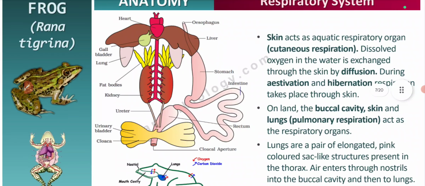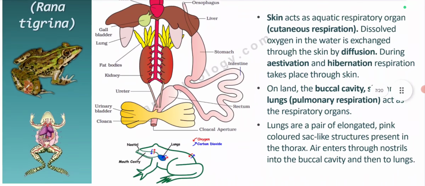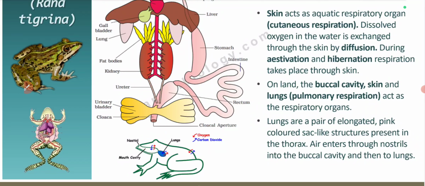Next, skin acts as the aquatic respiratory organ, cutaneous respiration. Dissolved oxygen in the water is exchanged through the skin by diffusion. During estivation and hibernation, respiration takes place through the skin only. On land, the buccal cavity, skin and lungs act as the respiratory organs. Lungs are a pair of elongated, pink-colored sac-like structures present in the thorax. As you can see in the diagram, air enters through the nostrils into the buccal cavity and then to the lungs. Same like human beings.